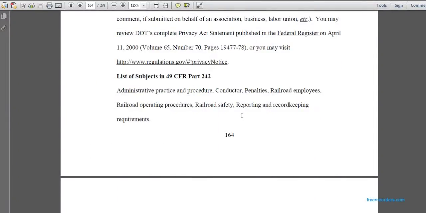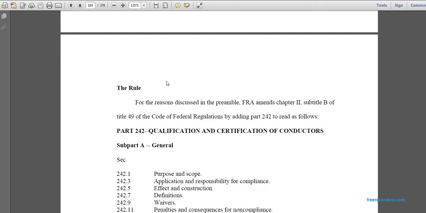Alright, we're going to read the subjects of Title 49 CFR Part 242, Conductor Certification, final rule. We're actually going to be reading off of the CFR in this section. The list of subjects: administrative practice and procedure, penalties, railroad employees, railroad operating procedures, railroad safety, reporting and recordkeeping requirements.